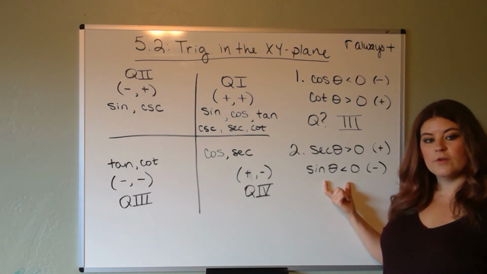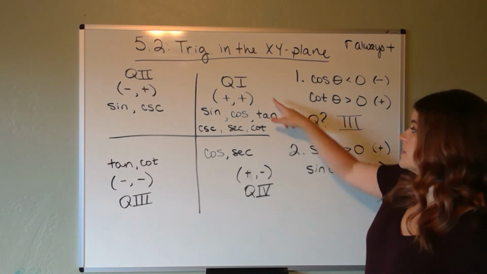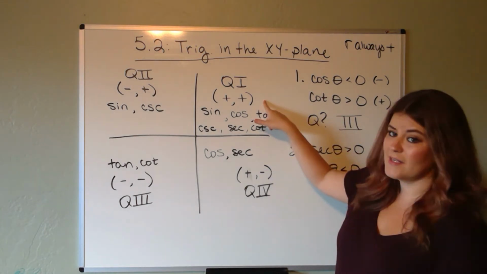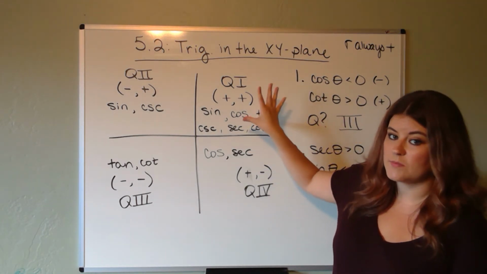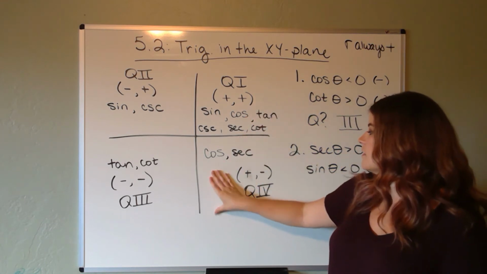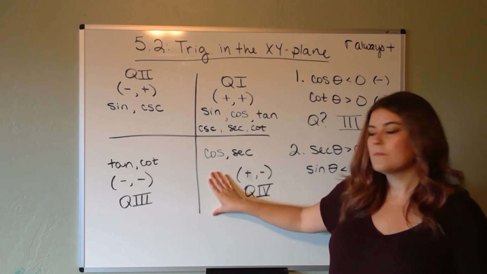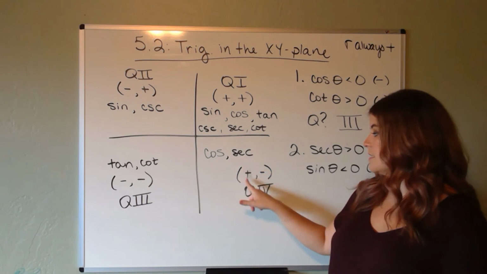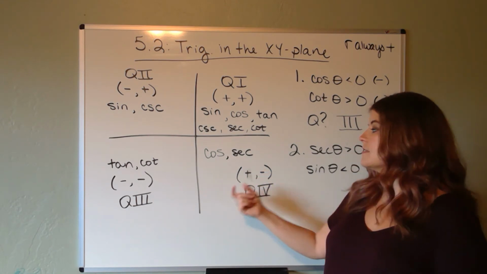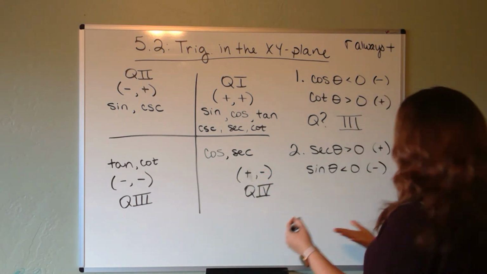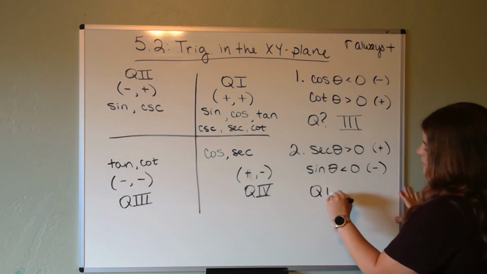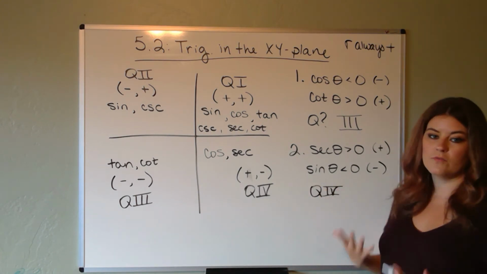Sine is negative though. Where is sine negative? Well, between 1 and 4, sine is definitely positive in 1. Everything is positive in 1. So it has to be quadrant 4, because in this quadrant, secant is positive and sine is negative. So I would say the answer to this one would be quadrant 4.